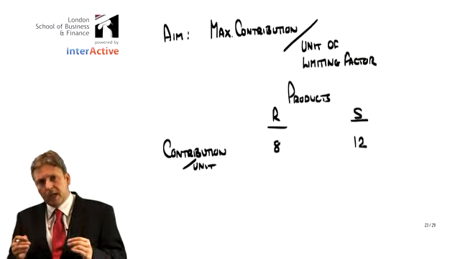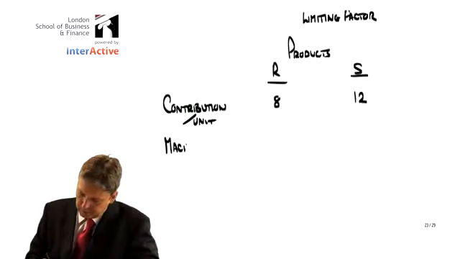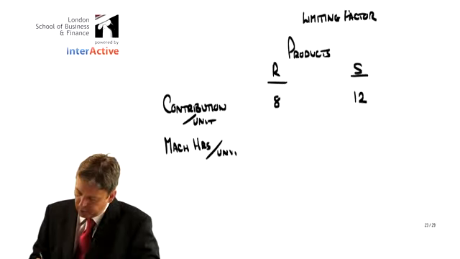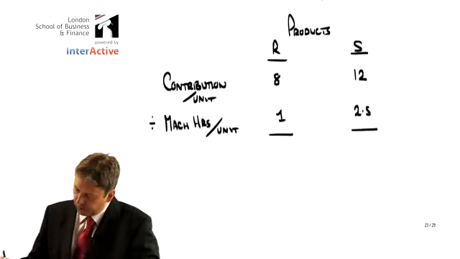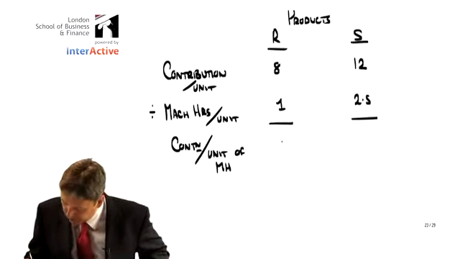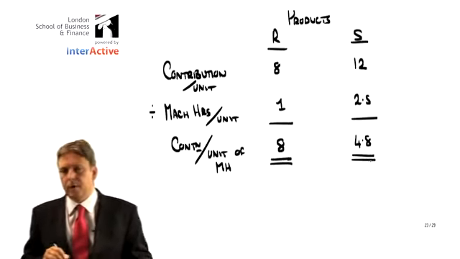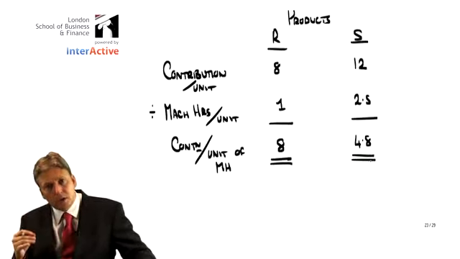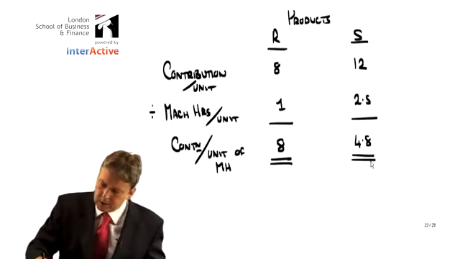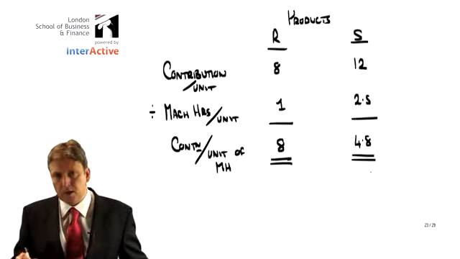Remember, what we're trying to do here is to relate the contribution to the limiting factor. If the limiting factor is the number of machine hours, we have our machine hours per unit, 1 for R and 2.5 for S. By dividing through by the machine hours per unit, we end up with the contribution per unit of machine hour. 8 divided by 1, I can just about do that, 8. 12 divided by 2.5, something like 4.8. Once we've related the contribution to the scarce resource or limiting factor, we now notice that S does not earn as much contribution as R, not in relation to the thing that is limited.